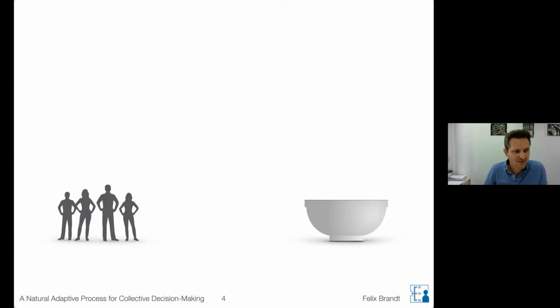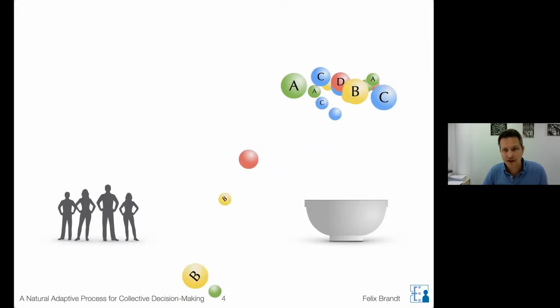In the example, we have a fixed set of 4 voters, but as I said, the number of voters can vary over time. Then we have an urn that we are going to fill with balls. Each ball is labeled with an alternative. In the example here, we have 4 different alternatives, A, B, C, D. The initial configuration of balls in the urn does not matter. It is irrelevant for the process that I'm describing.